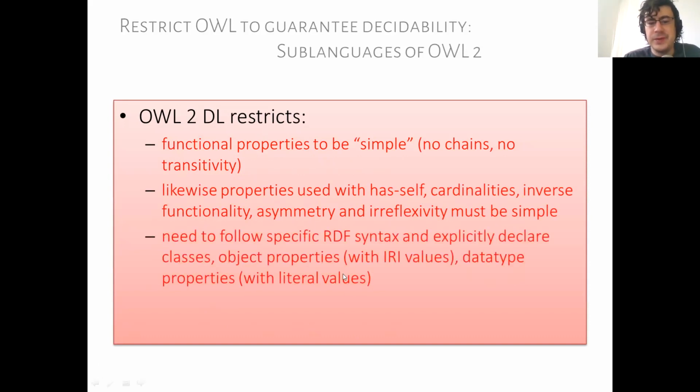We need to be very careful to follow a specific RDF syntax that can be parsed into description logics definitions and axioms, and to explicitly declare what are classes, what are object properties, what are data type properties, and so forth. Object properties just means that it's something that typically takes an IRI, whereas data type properties is something that takes data type literals like dates or booleans and so forth. So there's actually quite a lot of restrictions, and trying to give a neat summary of all the restrictions is actually quite messy. But these are some of the important ones here.